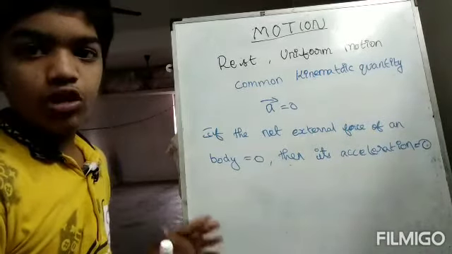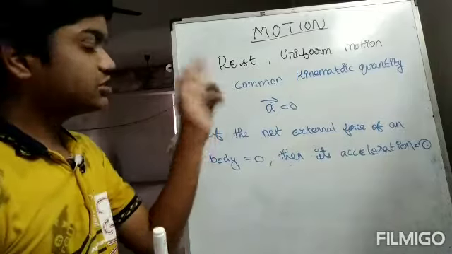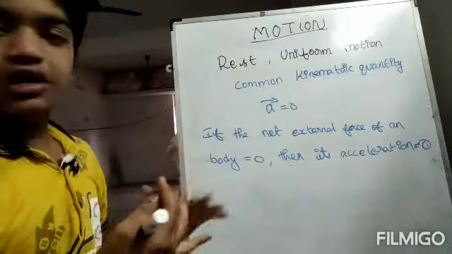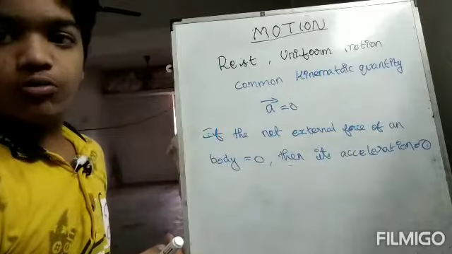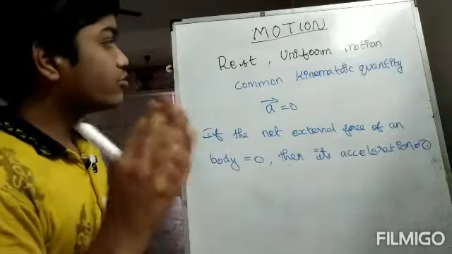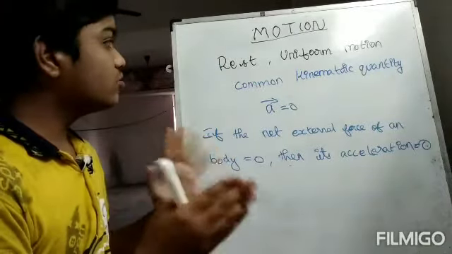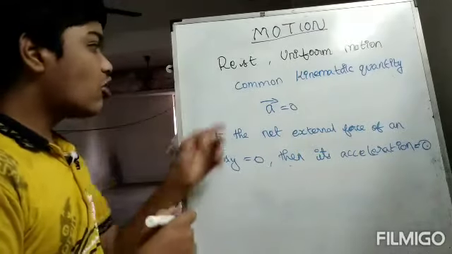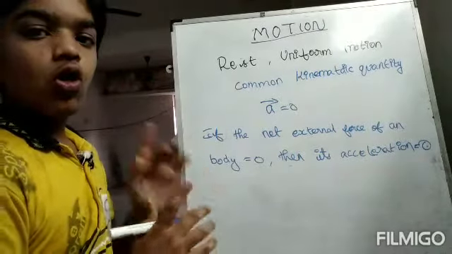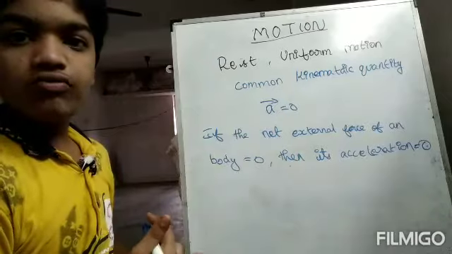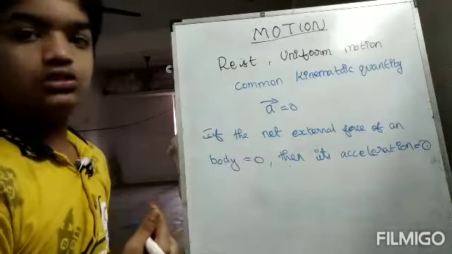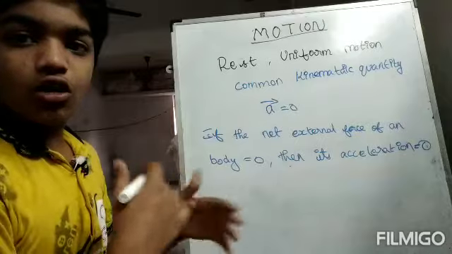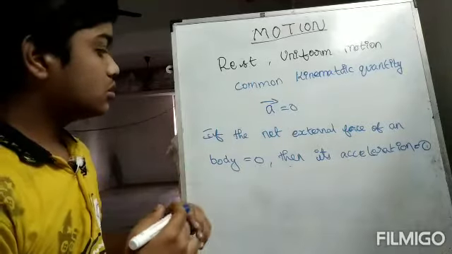In last class we saw about the first law of motion. Now the first law of motion is related to rest and uniform motion. Now we are going to see the common uniqueness among this rest and uniform motion. The common kinematic quantity of this rest and uniform motion is acceleration. Acceleration is nothing but the rate of change of speed or velocity in a body.